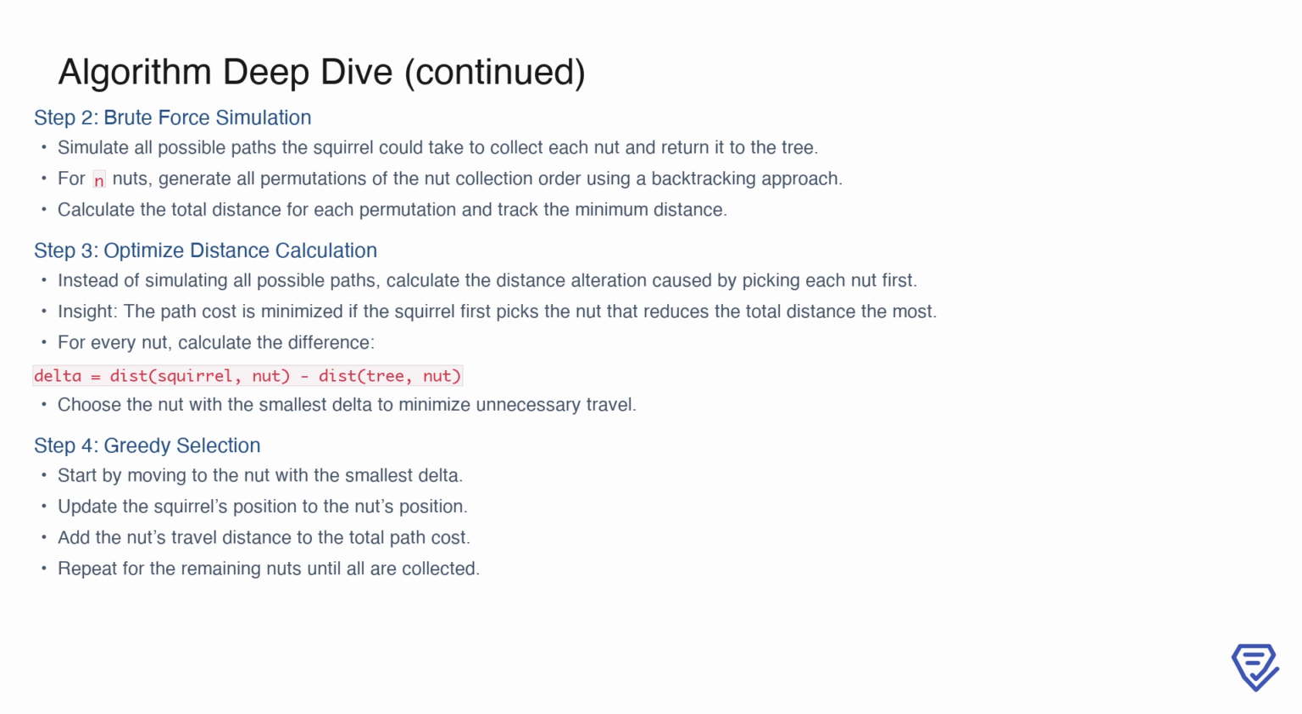Instead, we can optimize this process by analyzing how the choice of the first nut affects the total path cost. The insight here is that the first move contributes significantly to the total distance, so we calculate a value called delta for each nut. This delta represents the difference between the distance from the squirrel to the nut and the distance from the nut to the tree. By prioritizing the nut with the smallest delta, we can minimize unnecessary travel. Using this greedy approach, the squirrel always moves to the most optimal nut first, and this process is repeated iteratively until all nuts are collected.